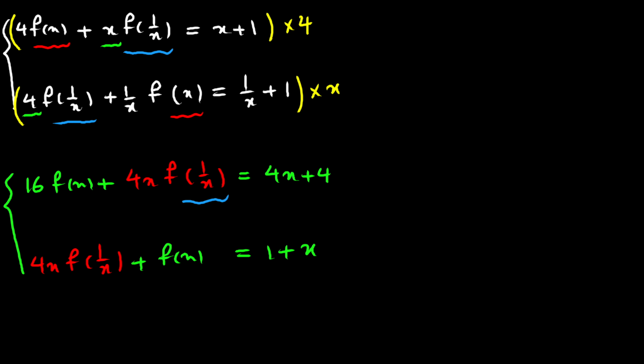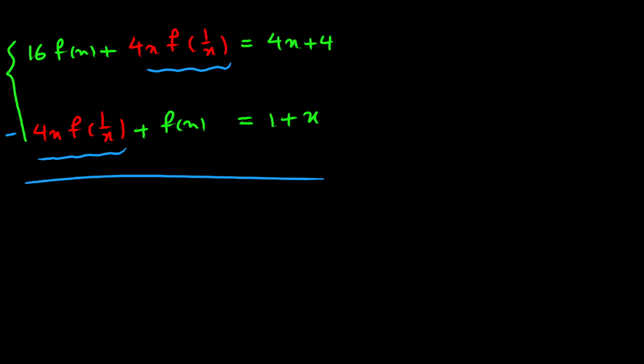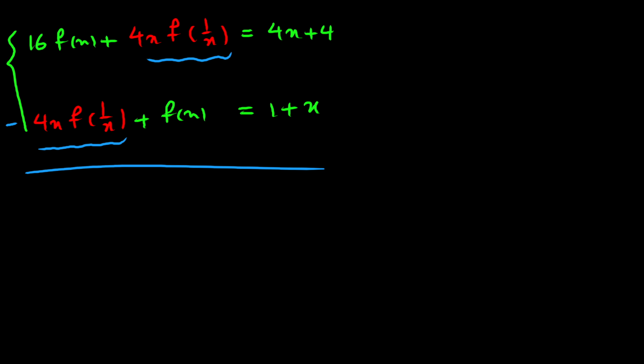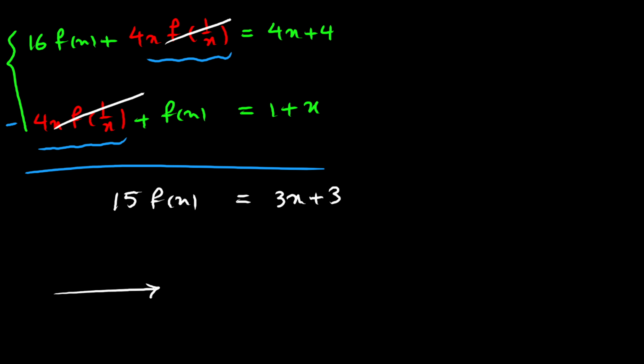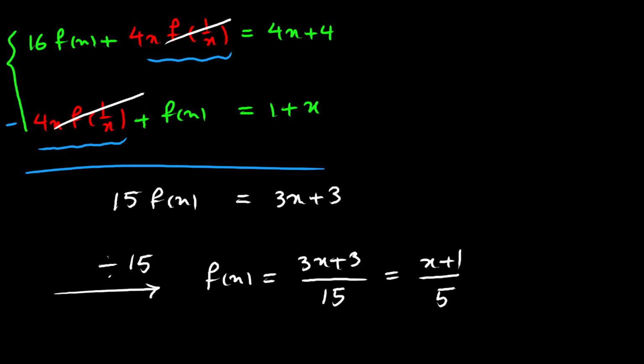So now that we have this expression in both of the equations, we can simply subtract the second equation from the first one to get rid of that expression. So if we do that, this and this will cancel out, and we will be left with 15 times f of x equals 3x plus 3. And from here, to solve for f of x, we need to divide both sides by 15 to get (3x plus 3) over 15, which reduces to (x plus 1) over 5.